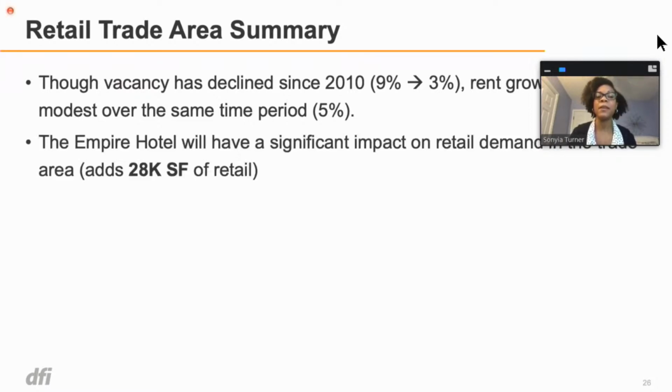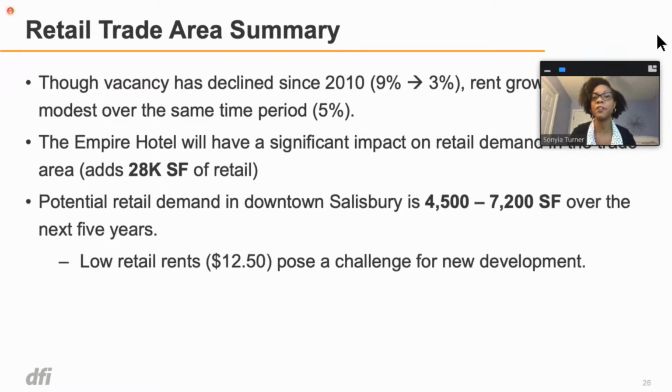We find that the Empire Hotel will have a significant impact on retail demand in the trade area, adding 28,000 square feet of retail space. And we find that potential retail demand in downtown Salisbury is 4,500 to 7,200 square feet over the next 5 years.